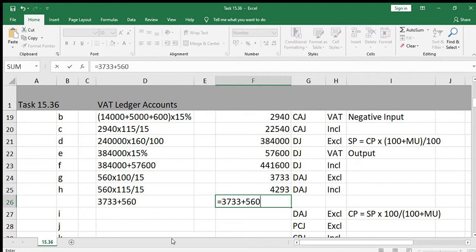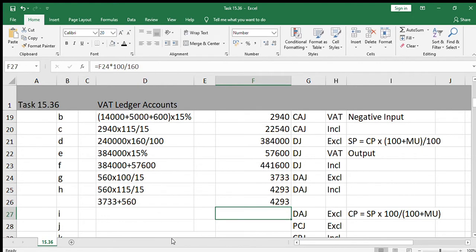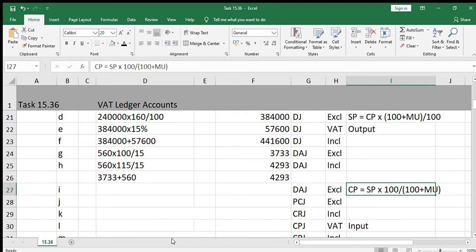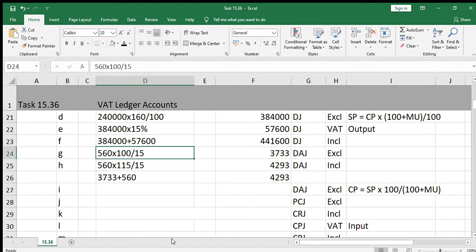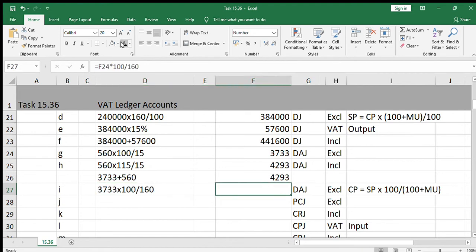Okay, so there's different ways of getting the same answer, 4293. Okay, then still in the DAJ, we're now calculating the cost of sales. Now we know what the sales amount is, so we can use the formula to calculate cost of sales. We can say cost price is equal to selling price multiplied by 100 divided by 100 plus markup. So we're going to take our answer from G, which is the sales amount 3733, multiplied by 100 and divide by 160. Please remember that sales and cost of sales must always exclude VAT.